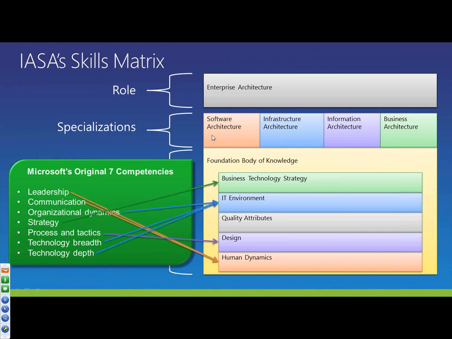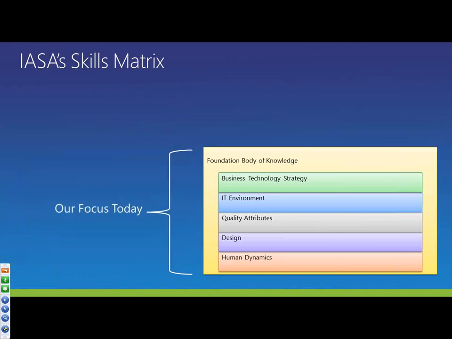If you were to say Microsoft was version 1.0, Iasa is sort of version 2.0. It's where things have gone to make more sense. 5 pillars is a lot easier to work with than the 7 competencies, so it really makes sense. So our focus is going to stay on that.